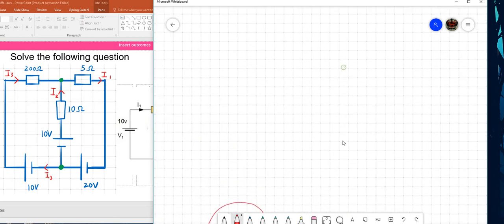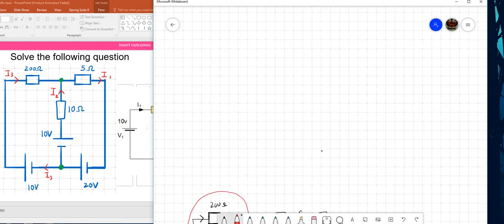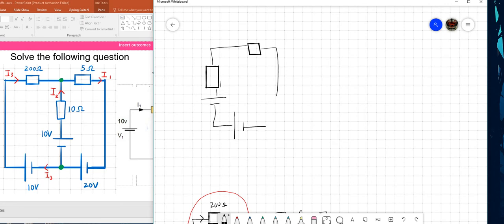Let me just go up. Now the second loop, we need to move on to the second loop. We are going to do the same thing. Quick sketch down. This one here. This one again. I'm just doing a quick sketch, not perfect.